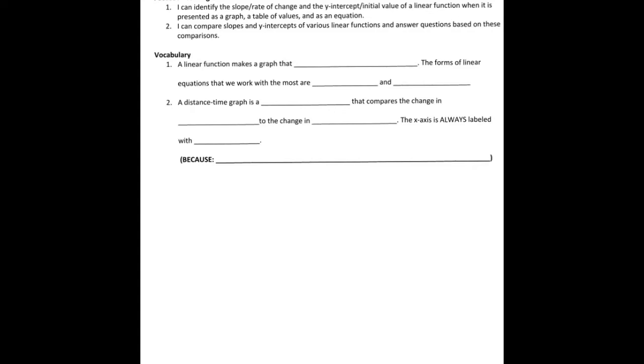Let's start off with our vocabulary. Our first vocabulary word today is a linear function. And really, this isn't a vocabulary term. It's not new to you. You've seen this several times before. A linear function makes a graph that is a straight line.